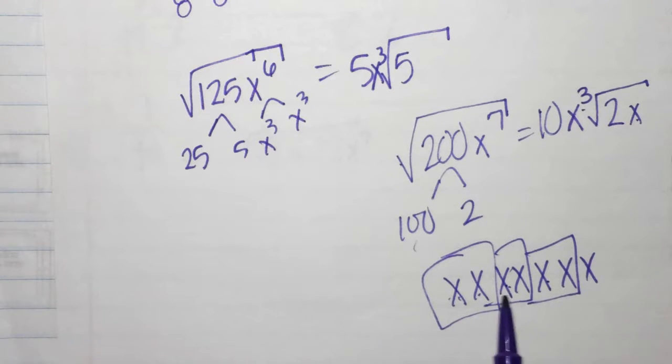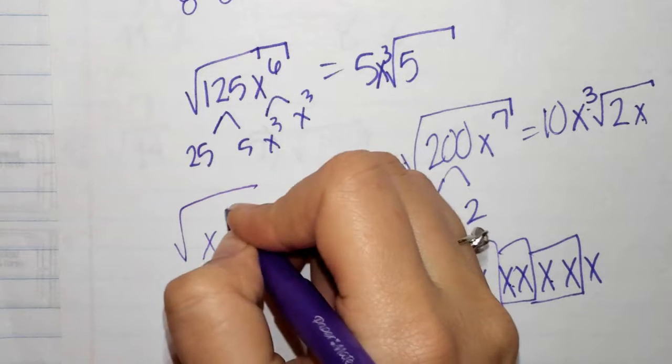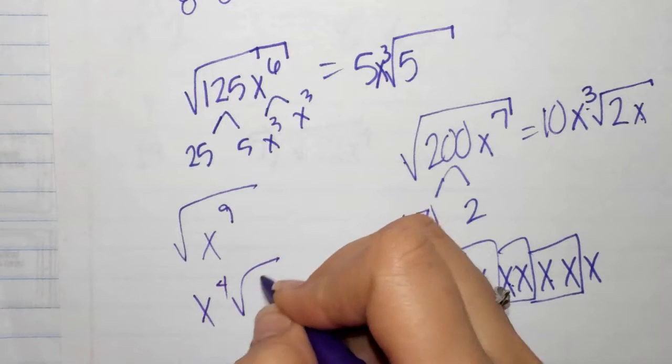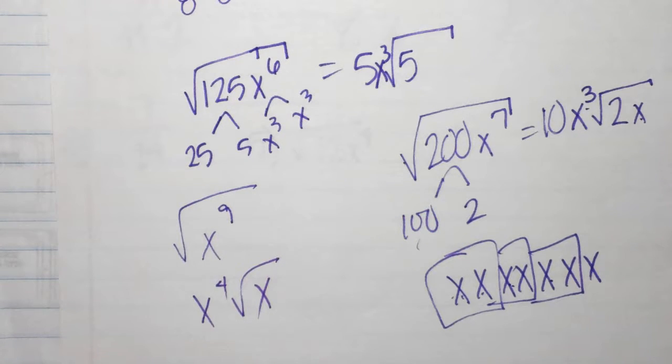Now, does everybody see how I box these off? So what if I had the square root of x to the 9th? You're going to have x cubed. No, you're going to have x to the 4th power, with how many left on the inside? 1. Awesome.